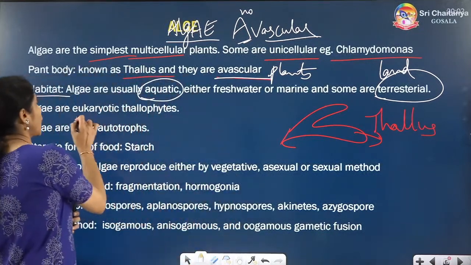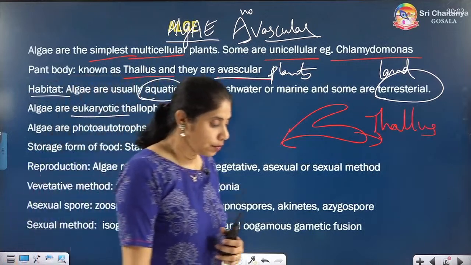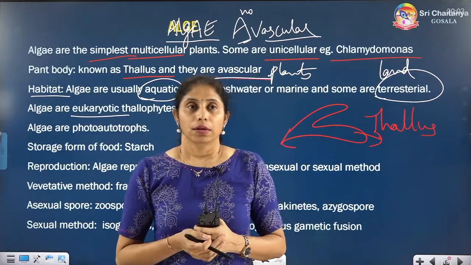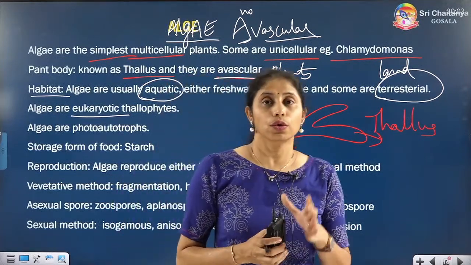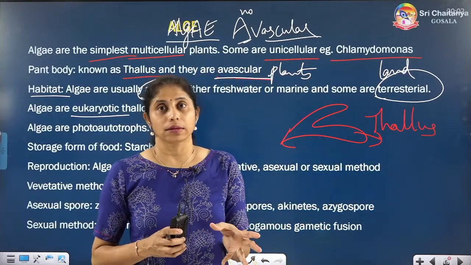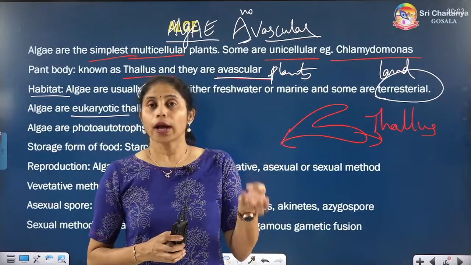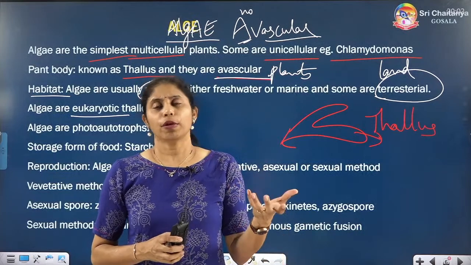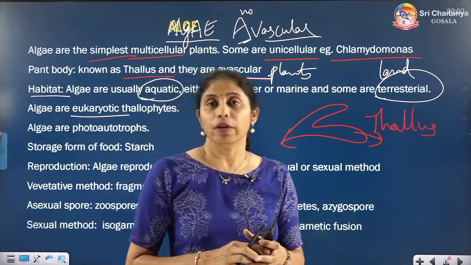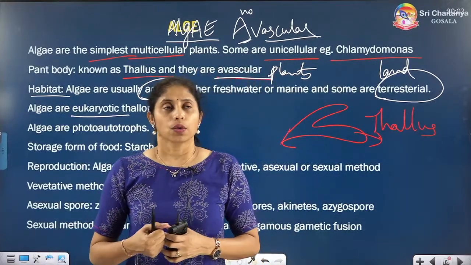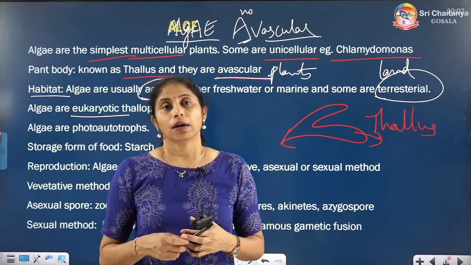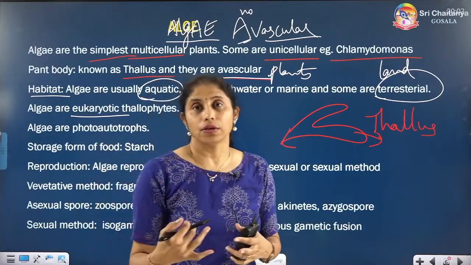Next, they are all eukaryotes. Eukaryotes have a true nucleus, a true nuclear membrane. You must have learnt eukaryote and prokaryote. The plant body is called the thallus, so they are called eukaryotic thallophytes. They can perform photosynthesis because they contain pigments like chlorophyll A and chlorophyll B. By photosynthesis they prepare their own food, so they are called autotrophs, and as autotrophs they use light energy to perform photosynthesis.